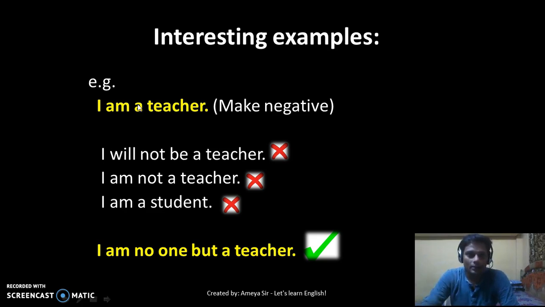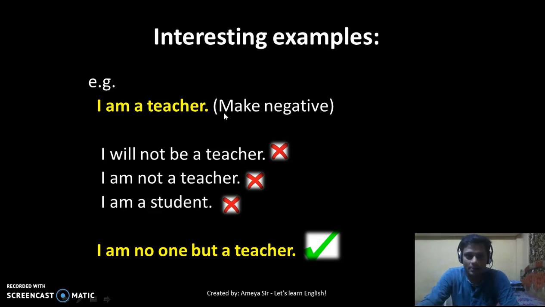So for example, I am a teacher. The commonest answer that you will get from the students is I am not a teacher. Well, that's the first thing that you will get. The other one is I am a student. Well, because they think that if I am a teacher, then I am a student will make it negative, or I am not a teacher, or I will not be a teacher. Well, these are all wrong. The correct answer is I am no one but a teacher. That's the best answer. I am no one but a teacher.